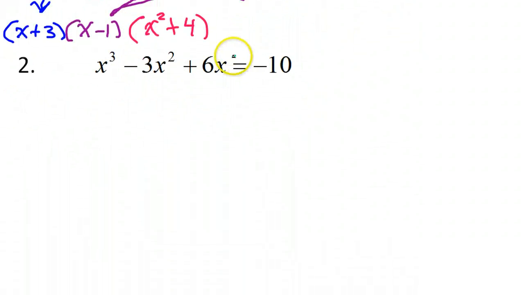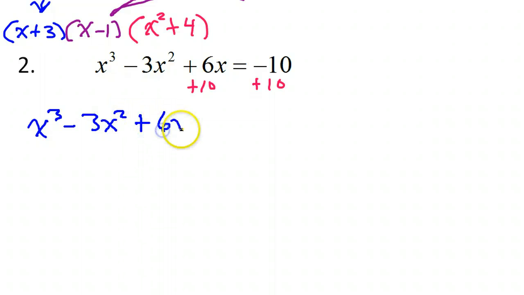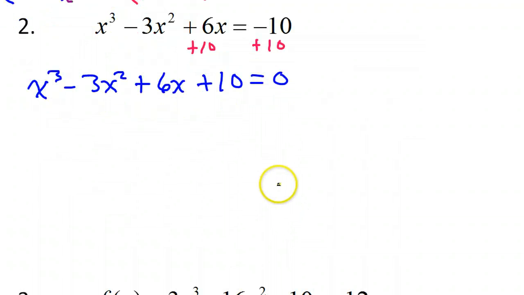Let's go ahead and do problem number 2. Now, instead of giving you this as a function, I've given it to you as an equation. When I do that, just get 0 on one side. So we will just add 10 on both sides and proceed as normal. Okay, so this is going to give us x to the third power minus 3x squared plus 6x plus 10 equals 0. So let's go ahead and type this into our calculator and see what zeros we can find.